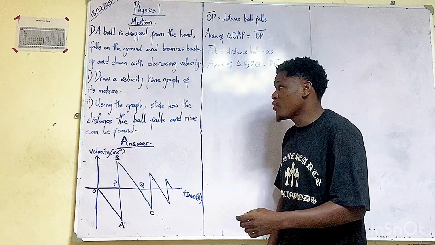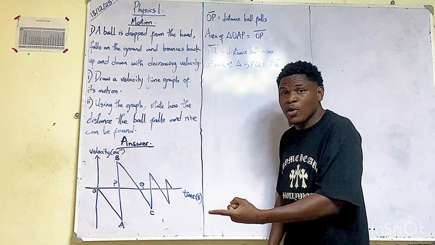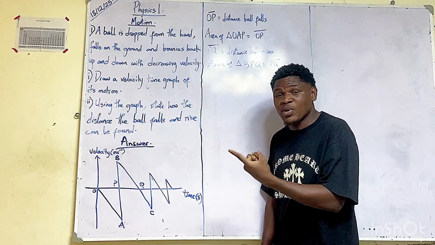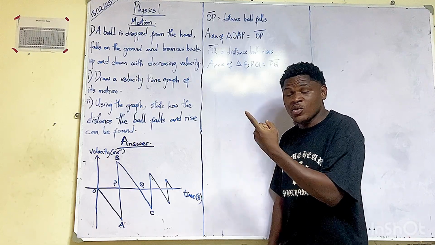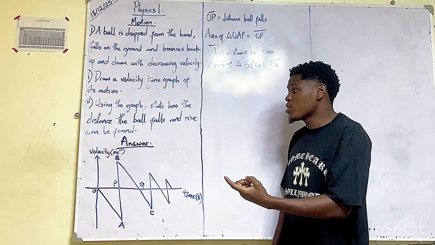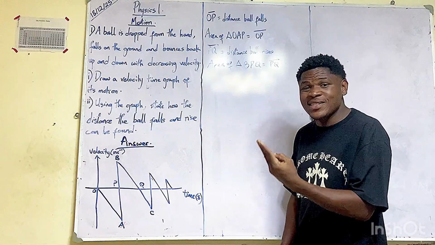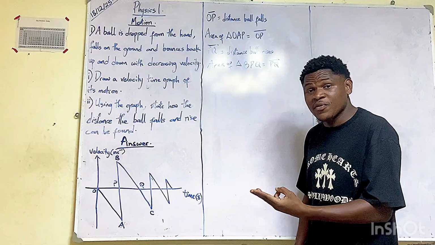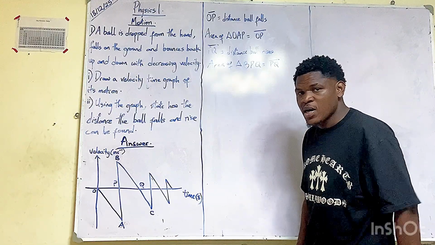So three things that we have learned. Number one, how to understand the velocity time graph, how to draw the velocity time graph for a ball that falls and keeps on bouncing. Number two is to find the distance the ball rises and falls. And number three is the extra information, which is how to find your acceleration.